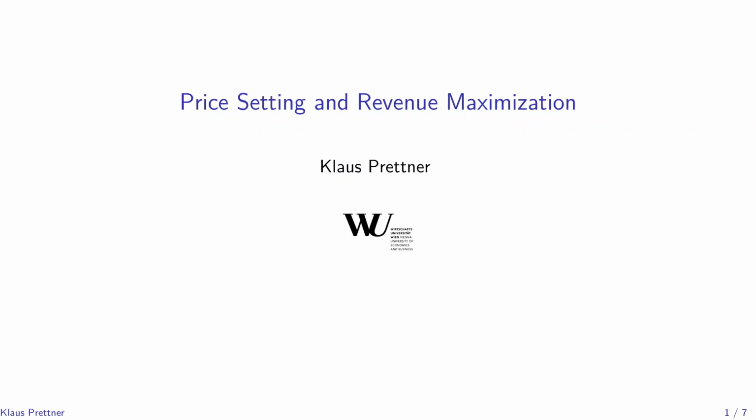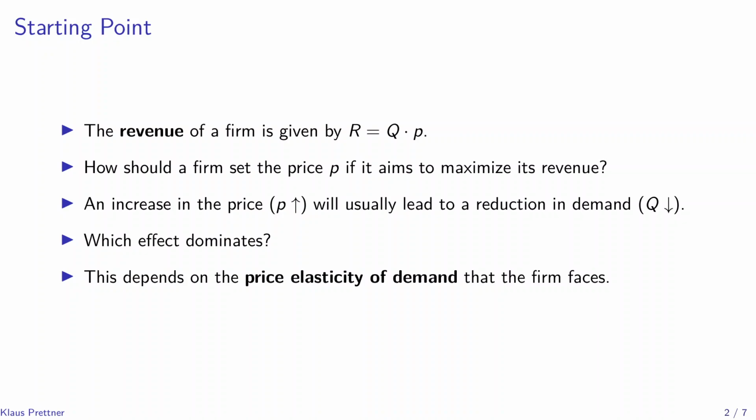This video deals with the optimal price setting of a firm if the objective of the firm is to maximize its revenue. The revenue of a firm is given by the quantity that the firm can sell times the price that it can charge. So that's the total turnover of the firm. And sometimes in economics we are interested in the situation when a firm wants to maximize this revenue. More often we maximize the profits, but sometimes we may also be interested in revenue maximization.